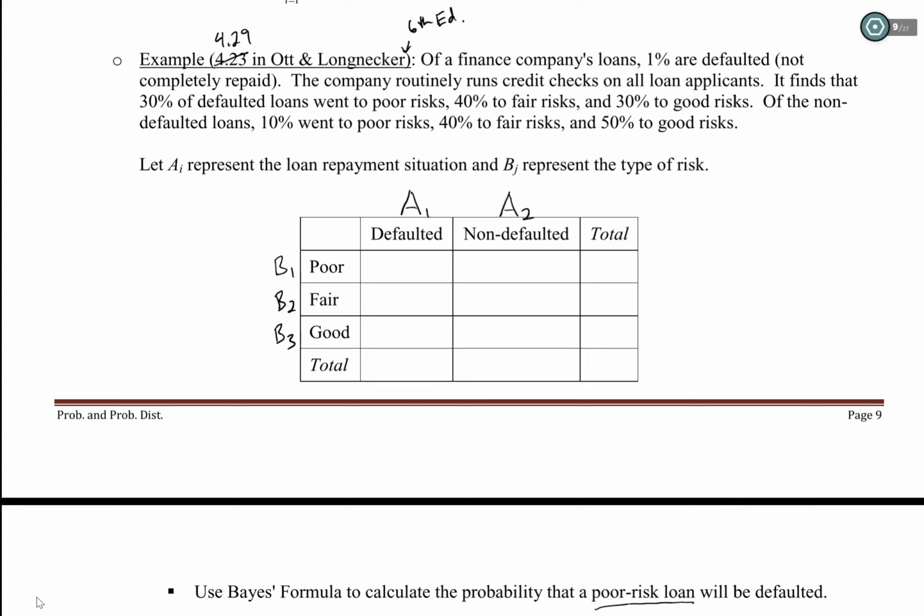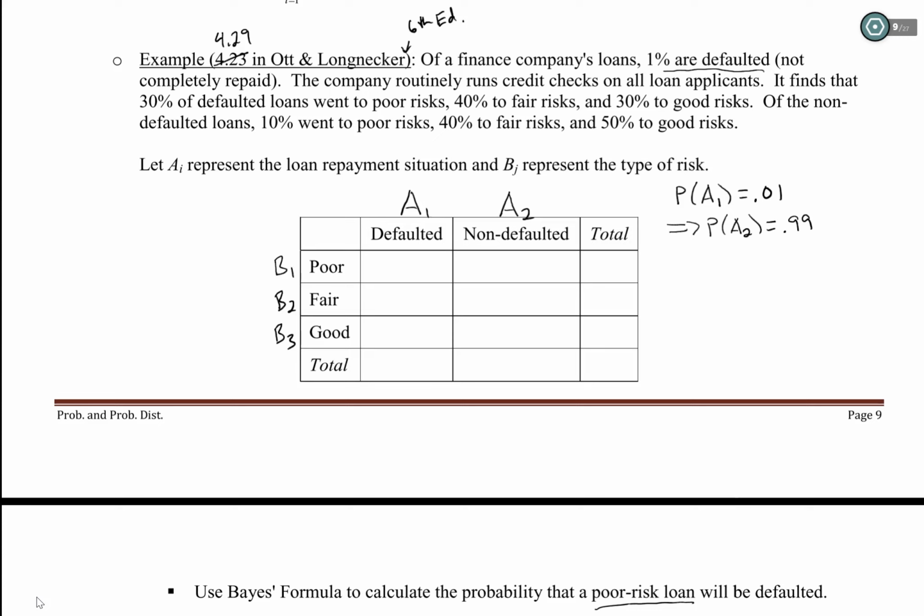In particular, if we look here up front, 1% of loans are defaulted. That tells me in terms of probabilities that the probability of A1 is 0.01. Equivalently, the probability of A2, because A2 is the complement of A1, would be 0.99 by the complement rule.